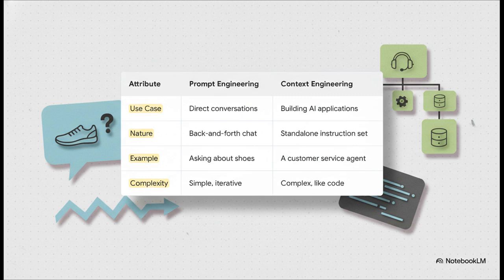Context engineering, on the other hand, is about building the entire automated customer service agent. That agent needs a complete instruction manual right from the start. It's got to know the store's return policy, the inventory, how to deal with an angry customer, all without you standing there to guide it.